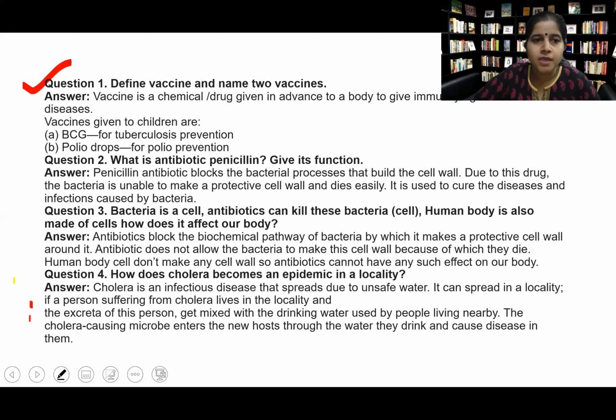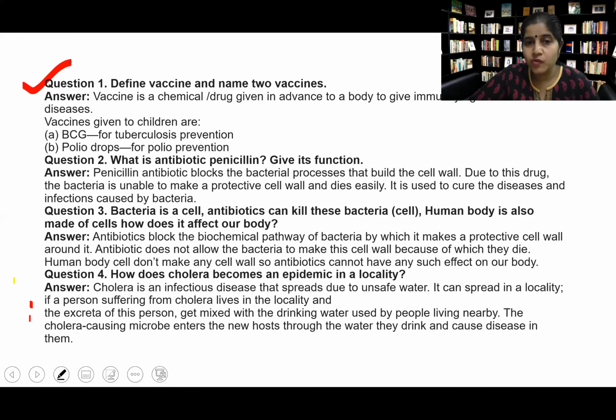Hope you understand the function of the antibiotic penicillin. And the third question is, bacteria is a cell. Antibiotics can kill these bacteria. The human body is also made of cells. How does it affect our body? Antibiotics block the biochemical pathway of bacteria. That's why we take antibiotics to kill bacteria, because they block the biochemical pathway by which bacteria make a protective cell wall around themselves. So antibiotics do not allow the bacteria to make this cell wall, because of which they die.